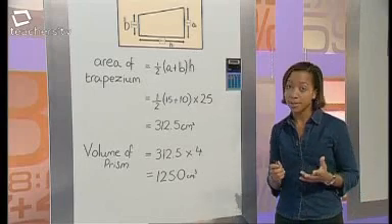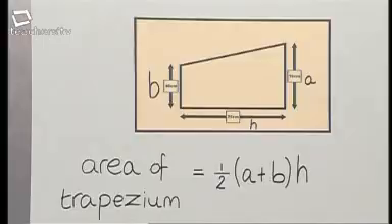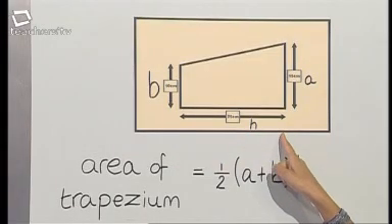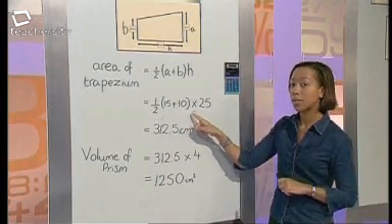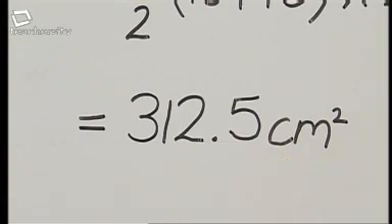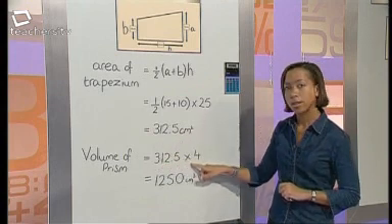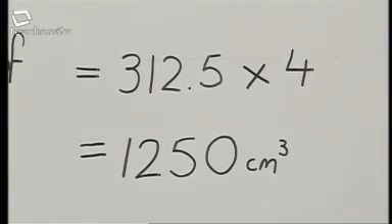To calculate the volume of the prism, I first started by calculating the area of this cross-sectional shape, which is called a trapezium. The formula for calculating the area of a trapezium is a half (a plus b) multiplied by h, where a and b are the parallel sides and h is the distance between them. For this trapezium, the area is half (15 plus 10) multiplied by 25, which gave me 312.5 square centimetres. The volume of this prism is this area multiplied by the length, which is 4. So the answer is 1,250 cubic centimetres.